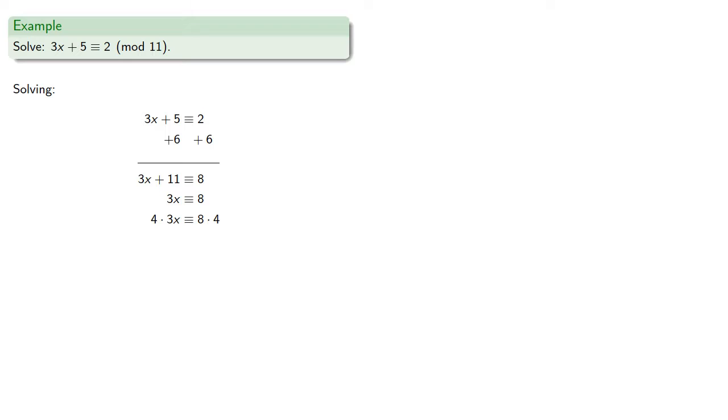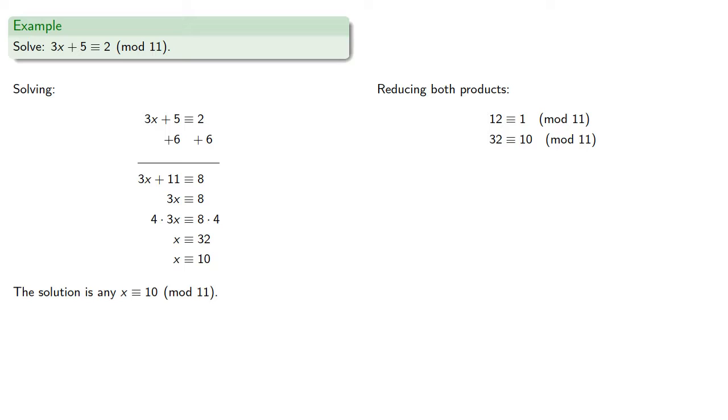and remember, working mod n means never having to deal with any number larger than n, so we can reduce 32 down to 10, which gives us our solution. Note that our solution is expressed in the form x congruent to 10 mod 11, and that means that it's any x value that's congruent to 10 mod 11. Sometimes we're interested in the least positive x, which would just be x equals 10, but remember this does include a number of solutions.